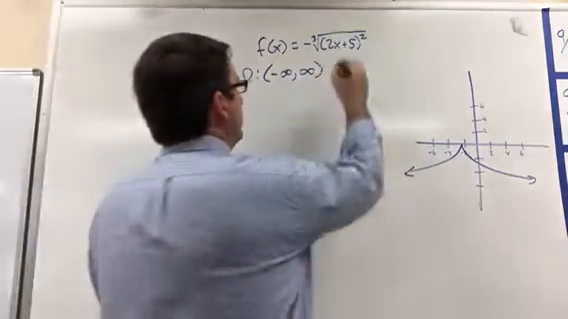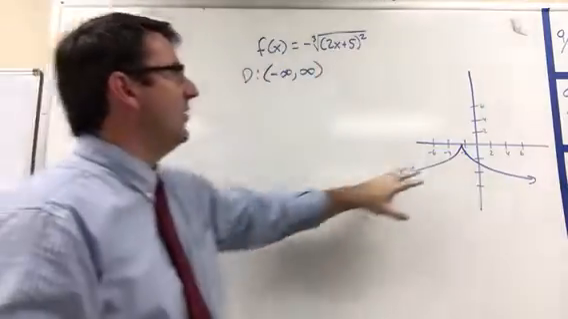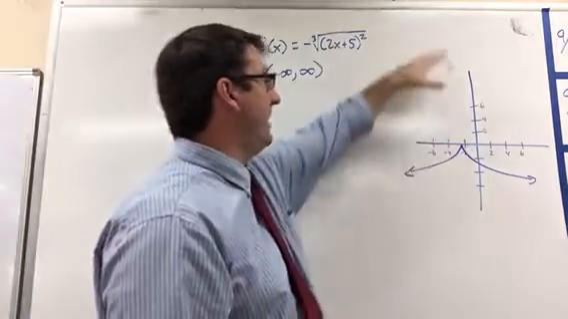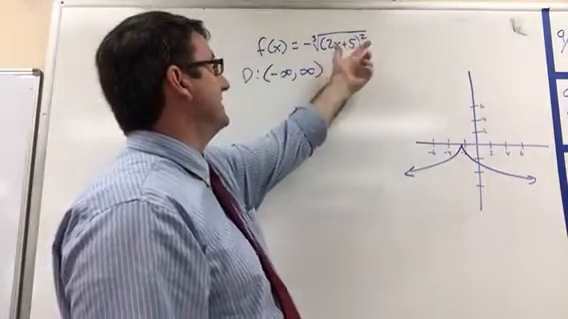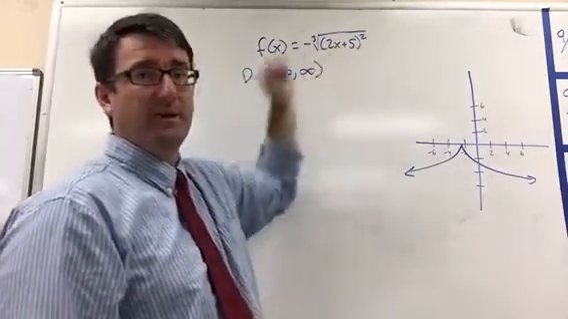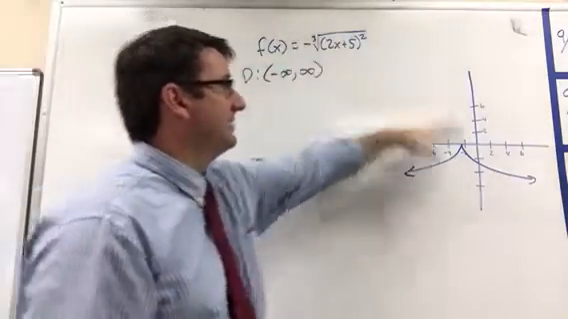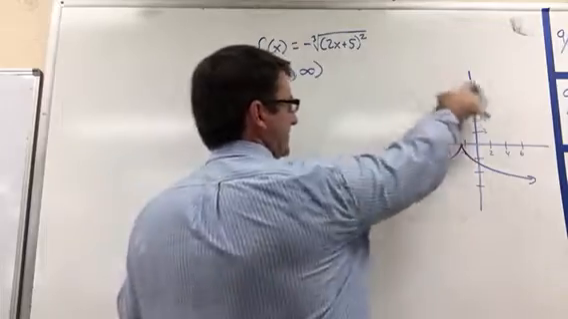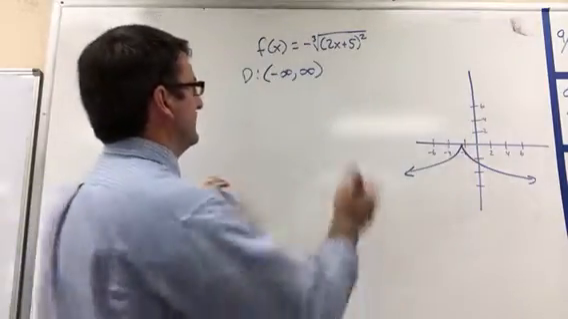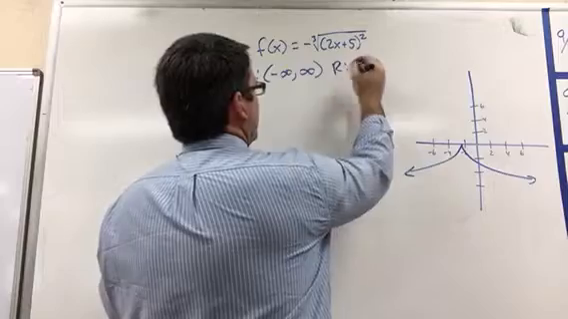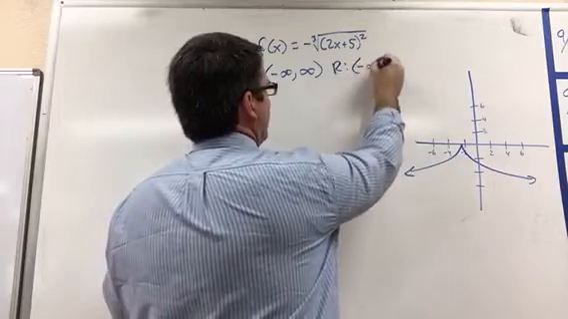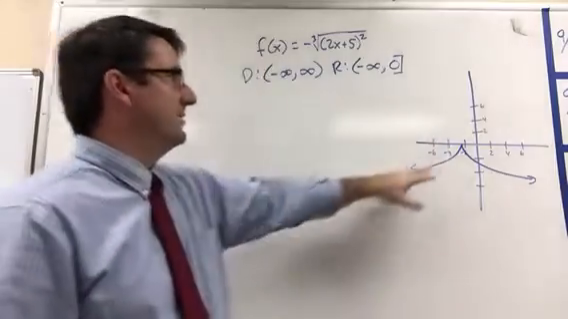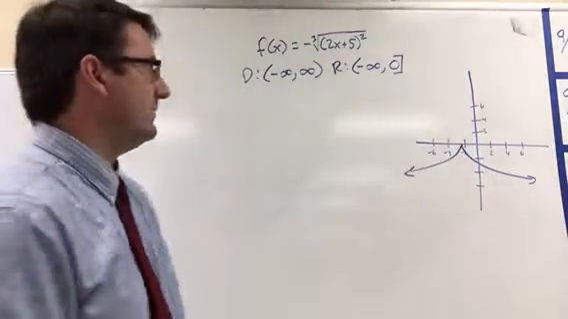Now the range, notice that there's no way for this to be positive, because we're going to square this. That's always going to give us a positive number here. And then we're going to make it negative, so everything is going to be negative. And you can see that from the graph. There's no values above the x-axis. So the range is going to be from negative infinity to 0, and we'll put a bracket there to show that it can be 0.